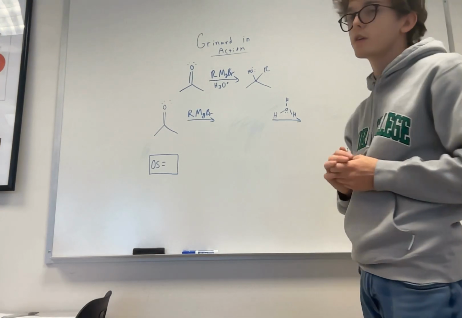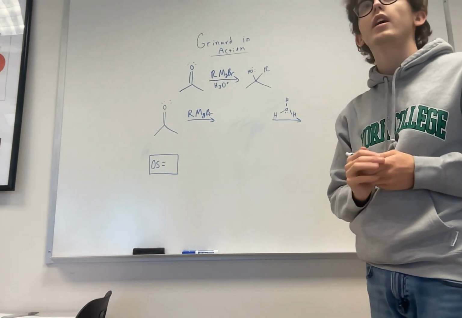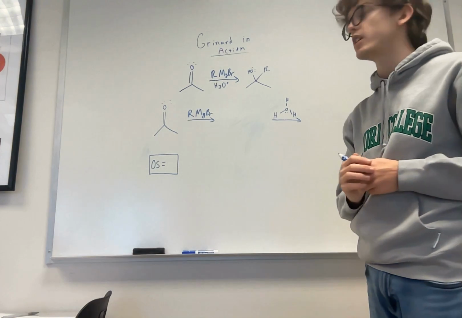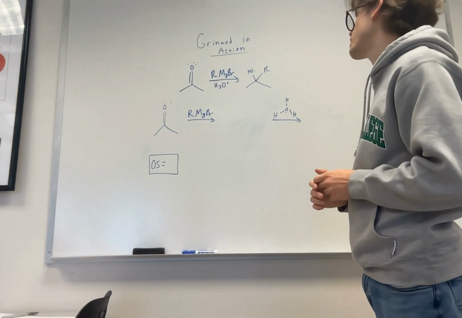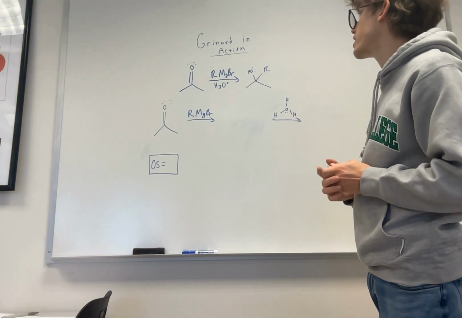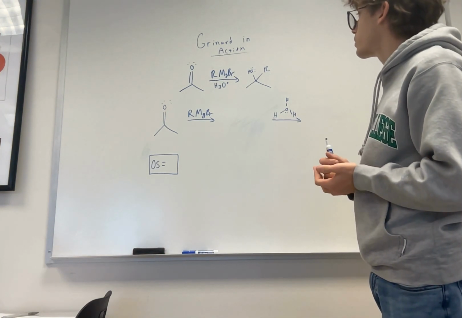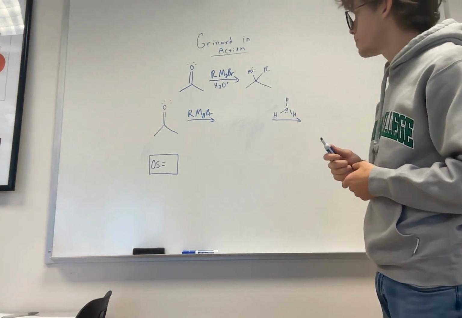Hello everyone, today we're going to be going over the Grignard reaction. This is a reduction of a ketone or an aldehyde. As we'll see, any C=O double bond, we can use the Grignard reagent and reduce it into an alcohol.